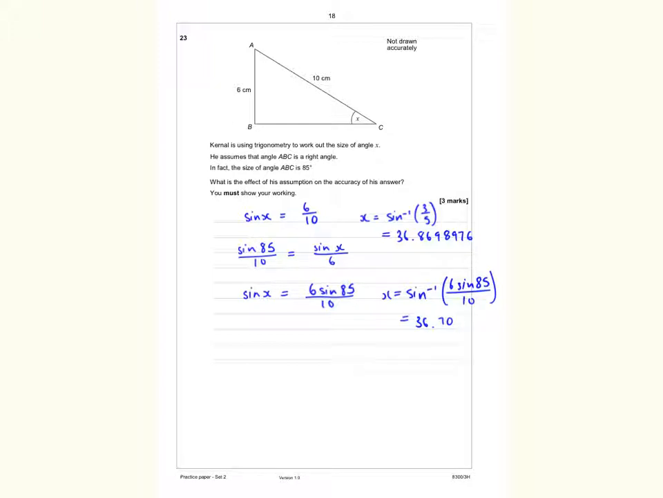We had 7 decimal places there, so let's use 7 decimal places again: 70655, and then 13.